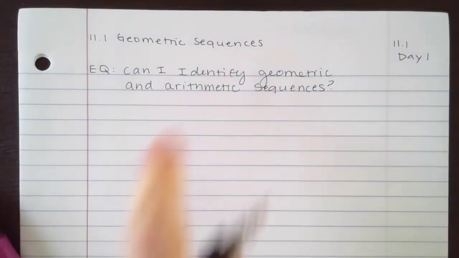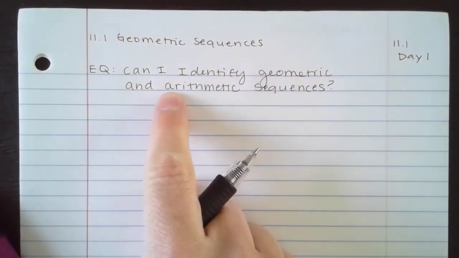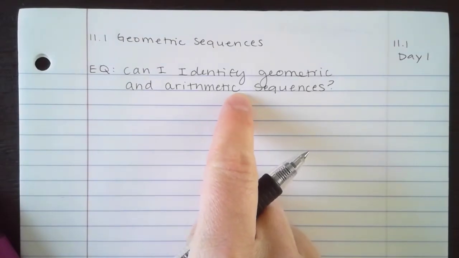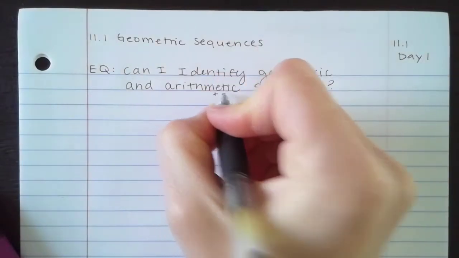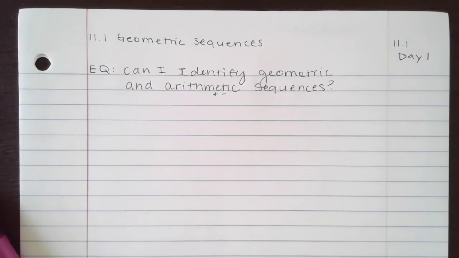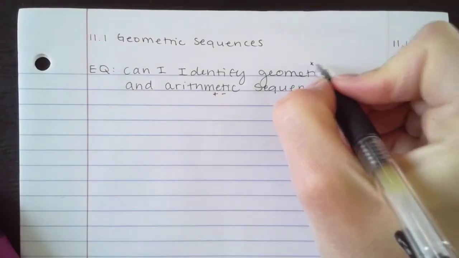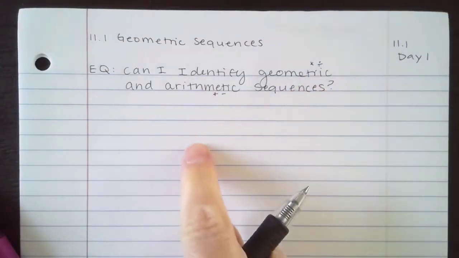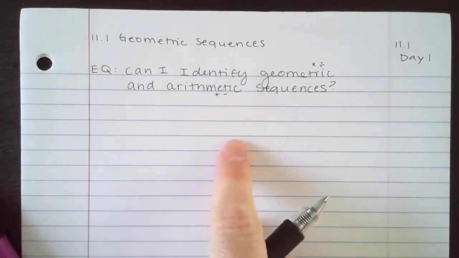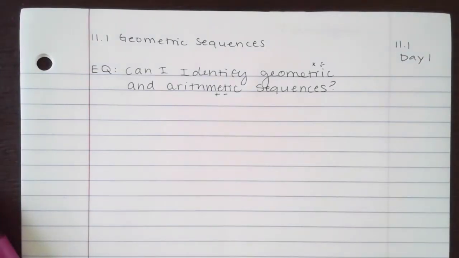Now, if you were in my math class, we talked a little bit about arithmetic. It looks like arithmetic, and arithmetic is adding and subtracting, right? So arithmetic sequences are when you add the same number or subtract the same number every time. Whereas geometric is multiplying and dividing the same way. So you multiply by 5 every time, or you divide by 2 every single time.